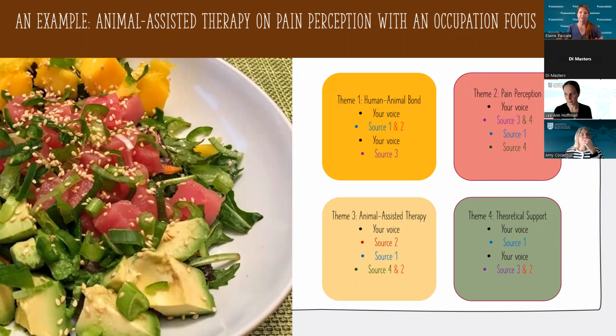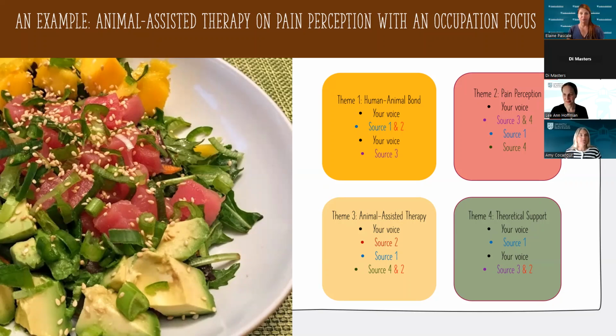I'm still going to write out and say, like, the human-animal bond was common in the literature. I'm still going to talk about that theme beneath it. I'm going to start with an introduction of what the theme means in my voice. Then I bring in support. I bring in the research that supports that human-animal bond.